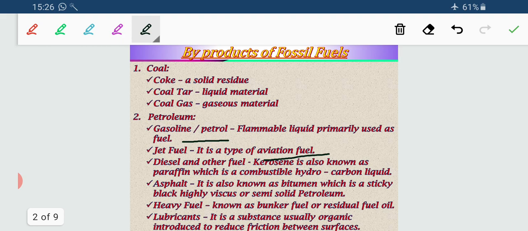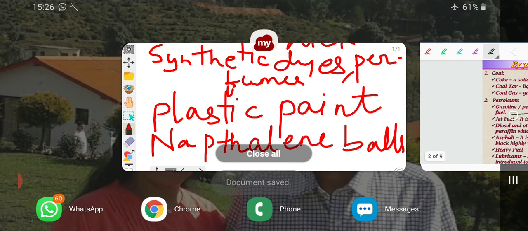Now what is a hydrocarbon actually? Hydrocarbon is just an organic substance. I am just explaining it by using my whiteboard.